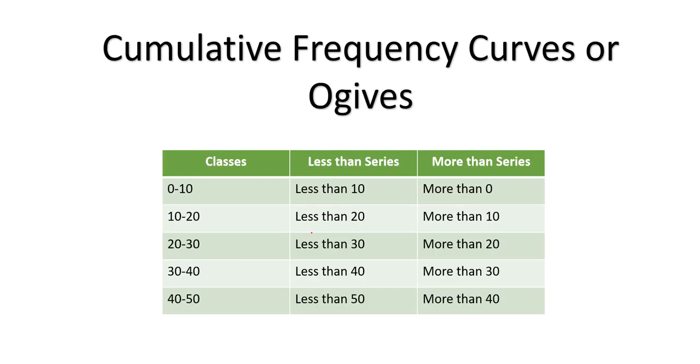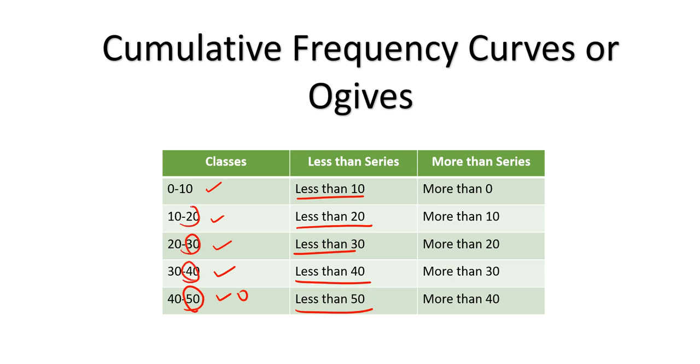Now let's talk about cumulative frequency curves or ogives. In a cumulative frequency distribution, each class is made to include frequencies of all the lower or all the upper classes, depending upon whether it's a less than series or more than series. Less than series simply means, for classes where our class intervals are 0 to 10, 10 to 20, 20 to 30, 30 to 40, 40 to 50, less than 10, less than 20, less than 30, less than 40, less than 50. We are taking everything less than the upper limits.